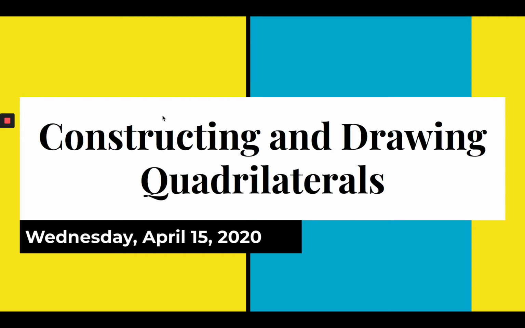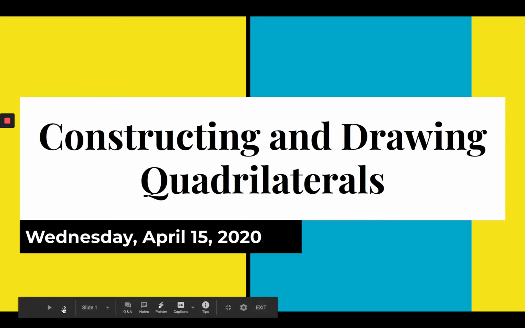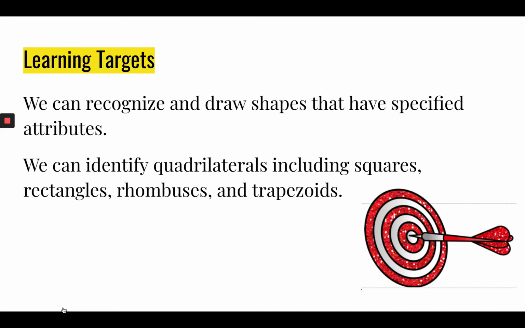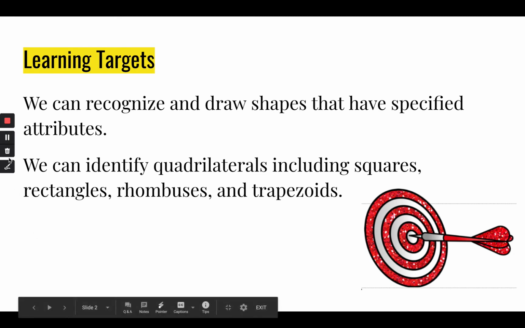You are going to be constructing and drawing quadrilaterals in today's math lesson. So our learning targets are we can recognize and draw shapes that have specified attributes, and we can identify quadrilaterals, including squares, rectangles, rhombuses, and trapezoids.